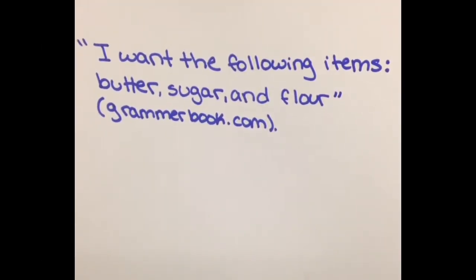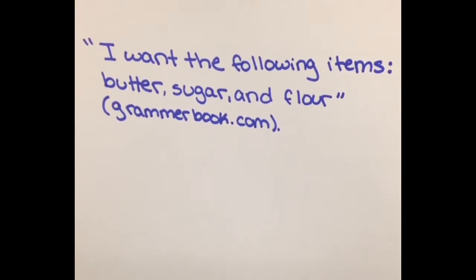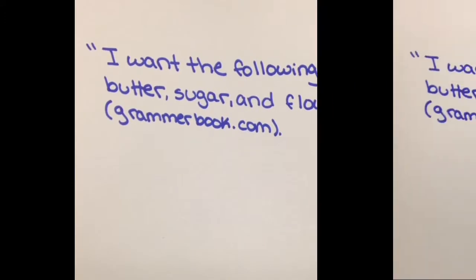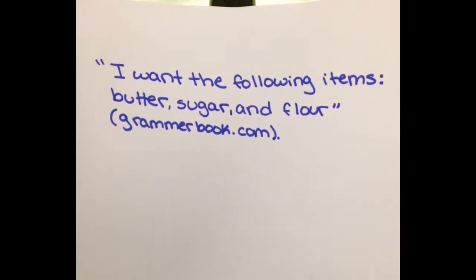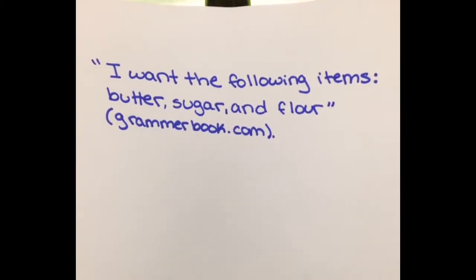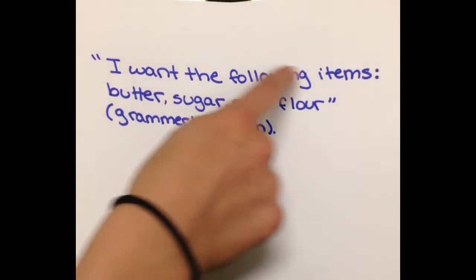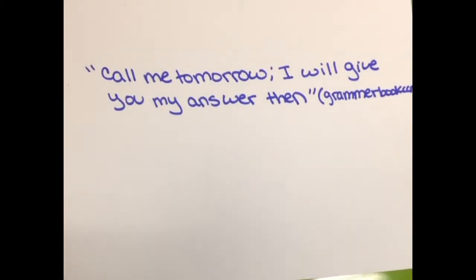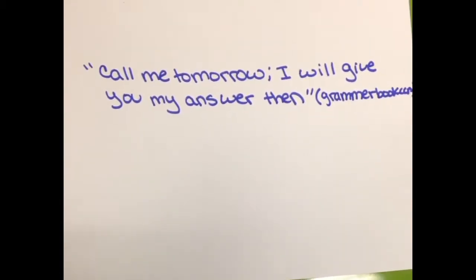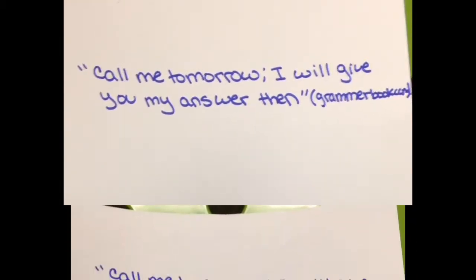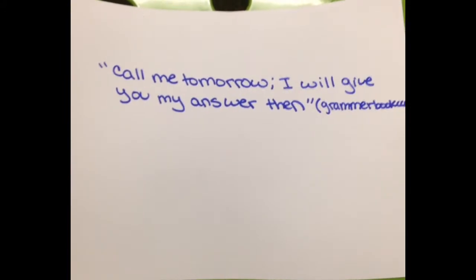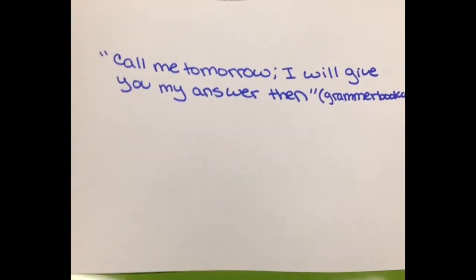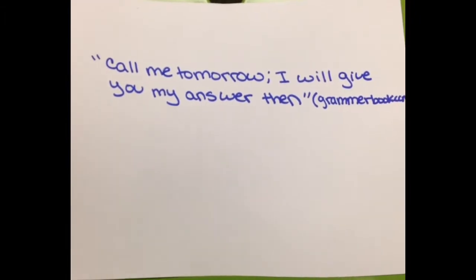An example from grammarbook.com using a colon is, "I want the following items: butter, sugar, and flour." The colon is used correctly because it separates a list and the introduction to the list. The introduction is "I want the following items," and the list is "butter, sugar, and flour." Another example from grammarbook.com using a semicolon is, "Call me tomorrow; I will give you my answer then." The semicolon is used correctly because it joins two sentences. "Call me tomorrow" and "I will give you my answer then" are both independent clauses being brought together by a semicolon.